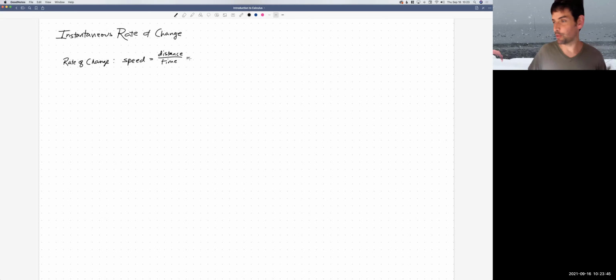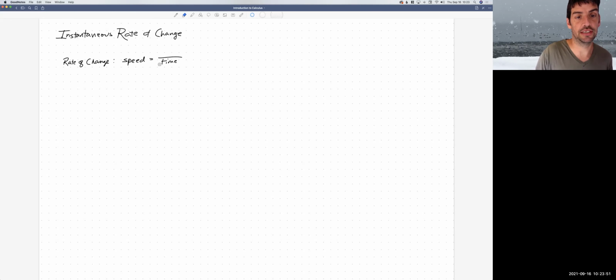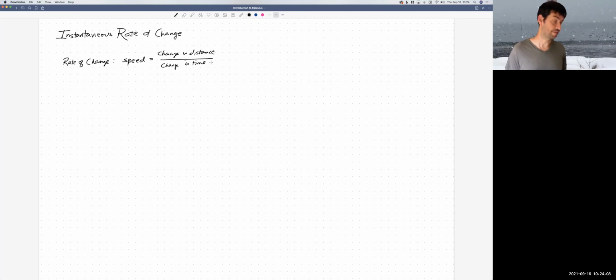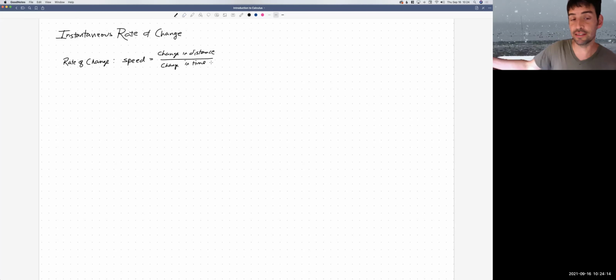What we really mean when we write this, let's write this a little bit better, is the change in distance over the change in time, right? So if I tell you that I'm traveling at 10 miles per hour, what I'm telling you is that if we move forward 1 hour in time, my distance will change by 10 miles. If I tell you I'm moving 3 meters per second, I'm telling you that if the time changes by 1 second, my distance will change by 3 meters, right?